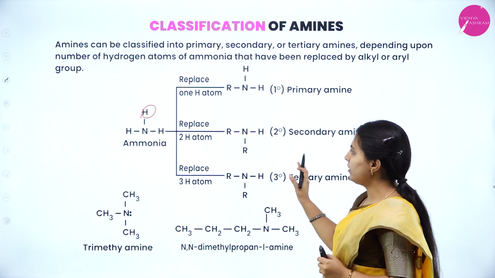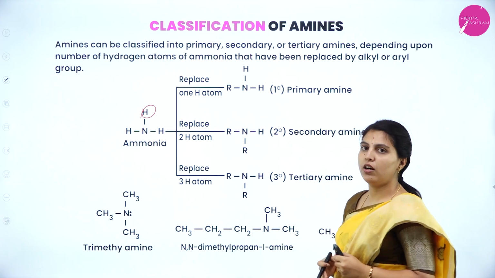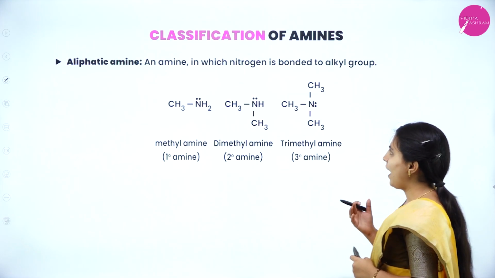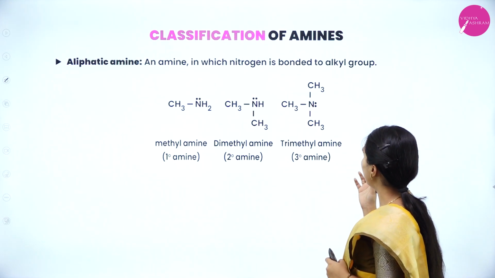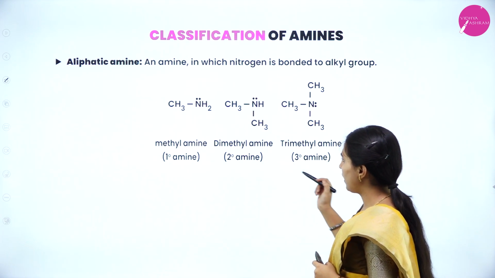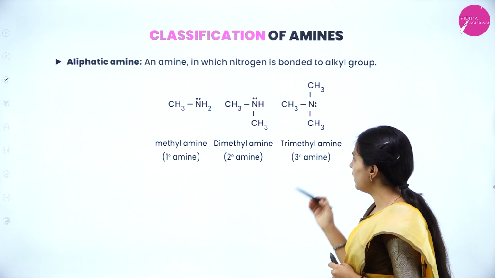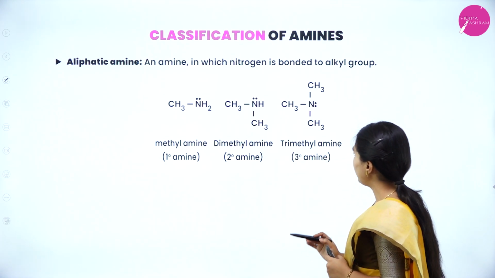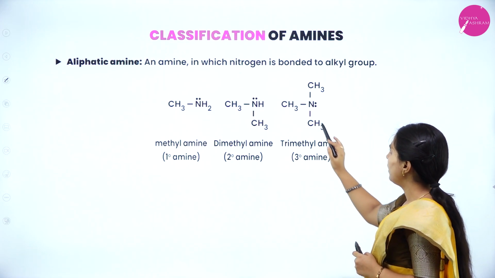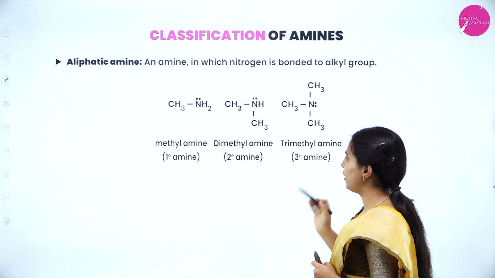General classification is here based on replacement of hydrogen atom by alkyl or aryl group. Next, aliphatic amine, an amine in which nitrogen is bonded to alkyl group. See here, amine attached to alkyl group. This is methylamine, primary amine. This is dimethylamine. 2 methyl groups are attached, secondary amine. This is trimethylamine, where 3 alkyl groups are attached to the same nitrogen.